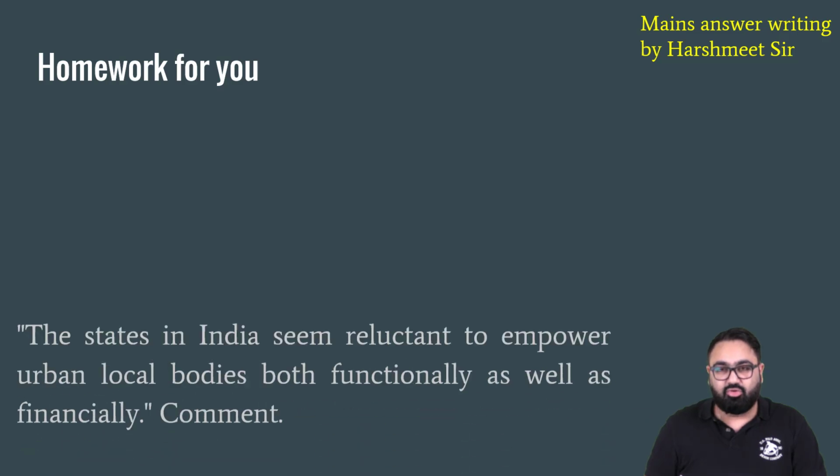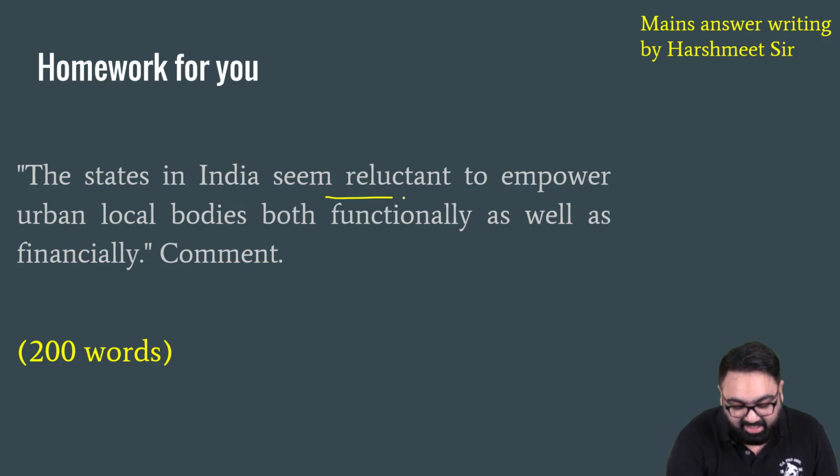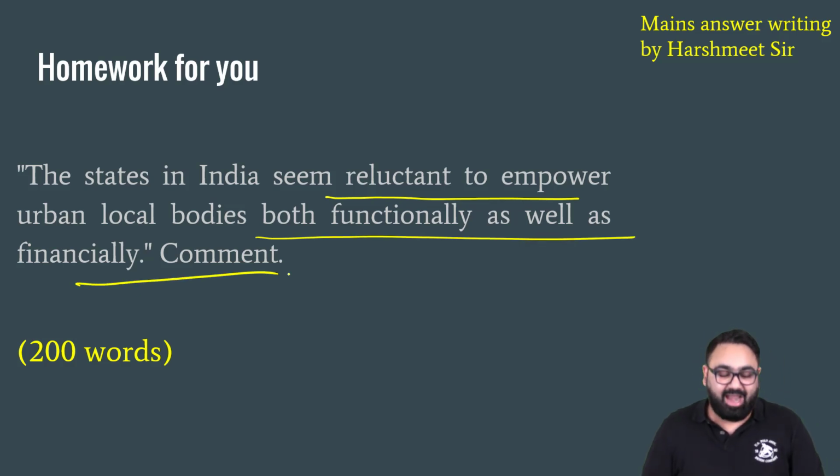Here is a homework for you, just like every single day, and I'm glad to see many of you have been writing the mail to me, getting the feedback. This is a question from the same paper, 2023 GS2. The states in India seem reluctant to empower urban local bodies, both functionally as well as financially. Comment. So it's a question on how and why the 73rd, 74th Amendment Acts have not been successful, how the states have not empowered the local bodies.